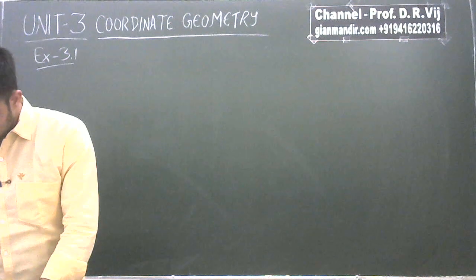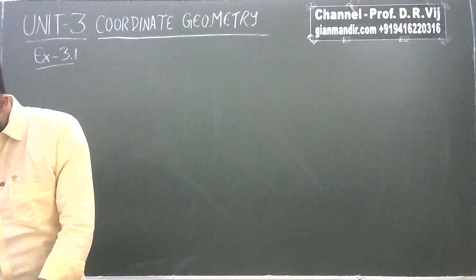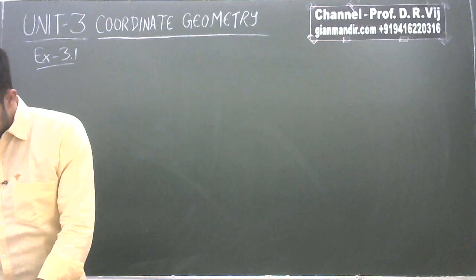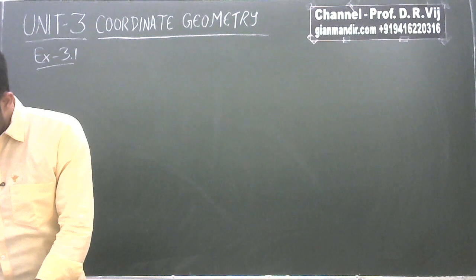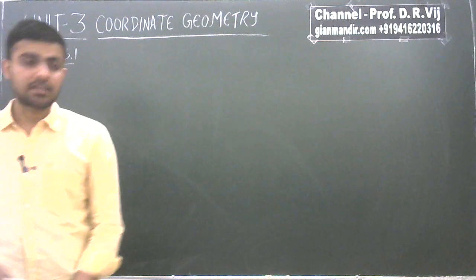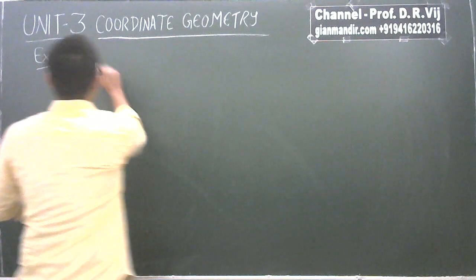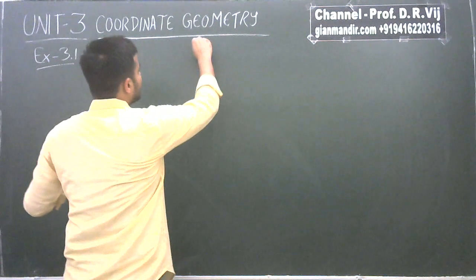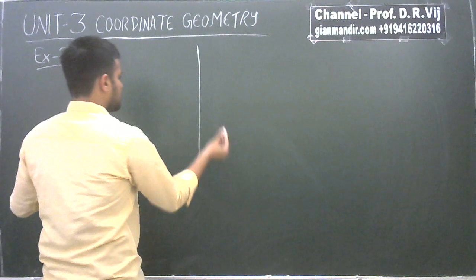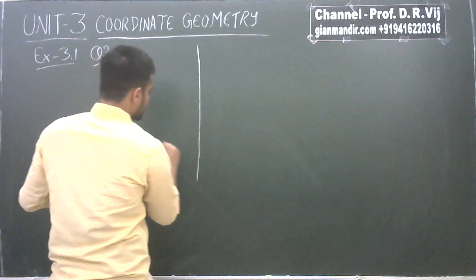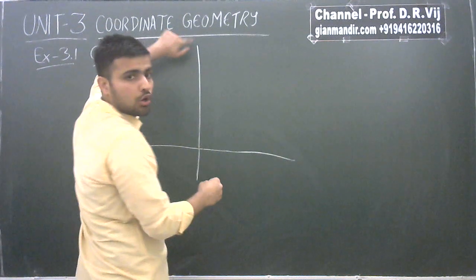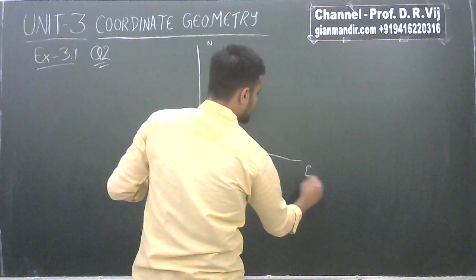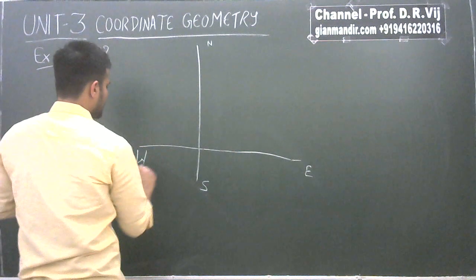The second question says that a street plan: a city has two main roads which cross each other at the center of the city. The two roads are along the north-south direction and east-west direction. So first of all, let's draw question number 2. There are two roads in a city, and they are saying that they cross each other. We all know this is north, this is south, this is east, and this is west.